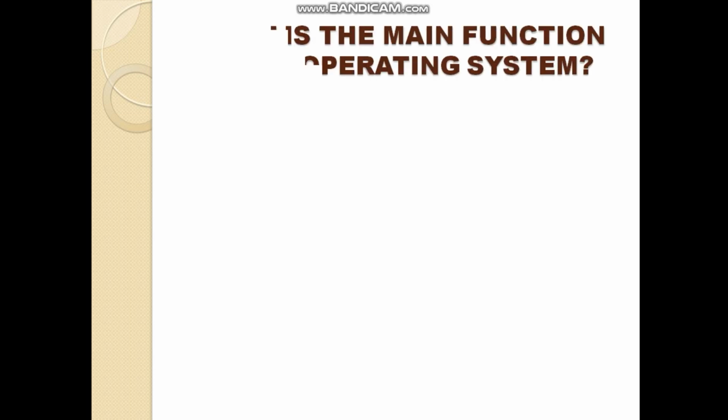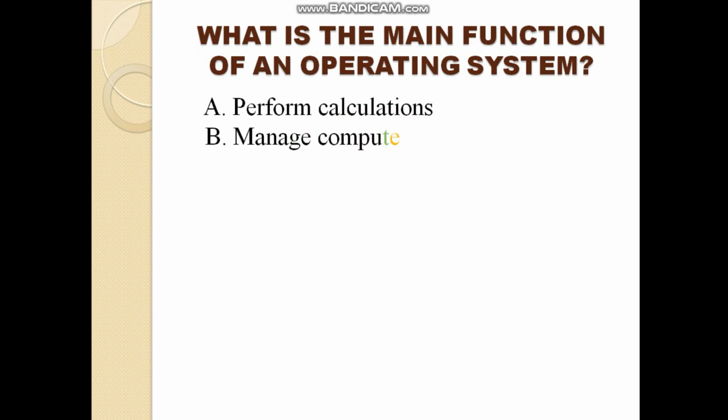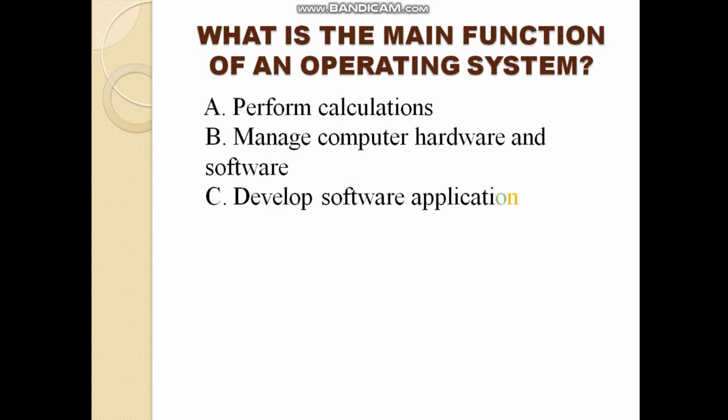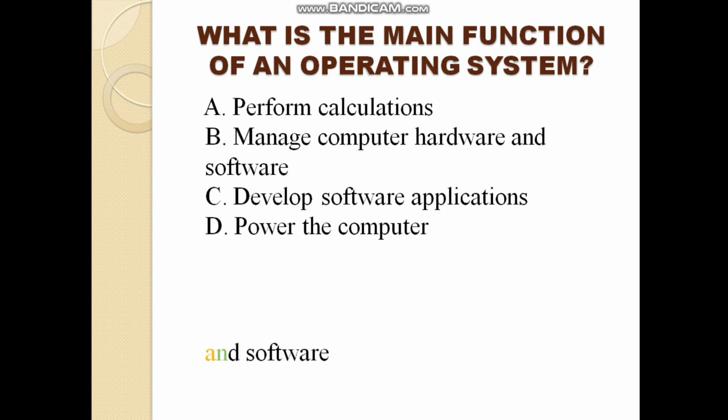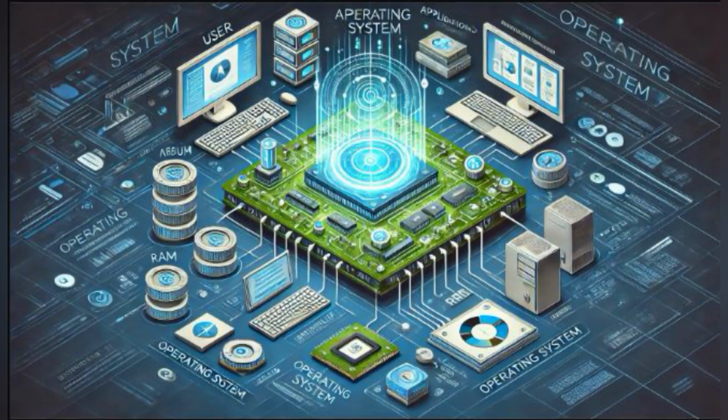What is the main function of an operating system? A. Perform calculations. B. Manage computer hardware and software. C. Develop software applications. D. Power the computer. Answer: B. Manage computer hardware and software. The operating system acts as an interface between the user and the computer hardware, managing resources and applications.